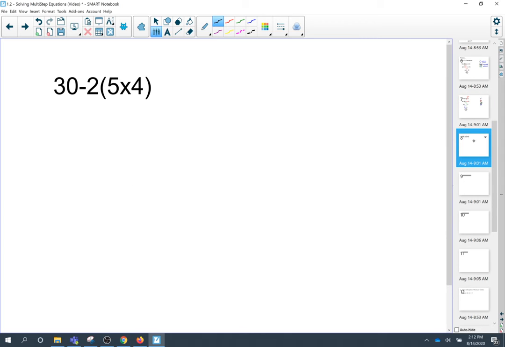Next one, 30 minus 2 times 5 times 4. Okay, there's a whole lot going on. Please excuse my dear Aunt Sally. Now, when I see an expression like this, and this is really where we're going when we solve the linear equations, everyone I see really wants to take 30 minus 2. And then you want to say, okay, 30 minus 2 is 28. And then I'm going to take that times 5 times 4. No, because you didn't follow your order of operations. Okay, so you can't do 30 minus 2 first.